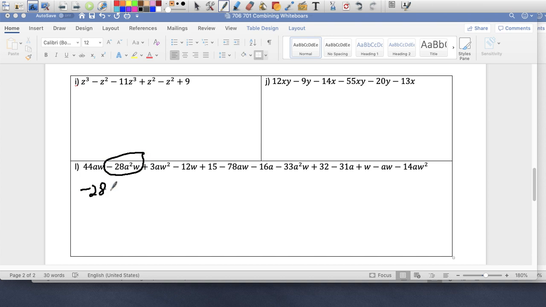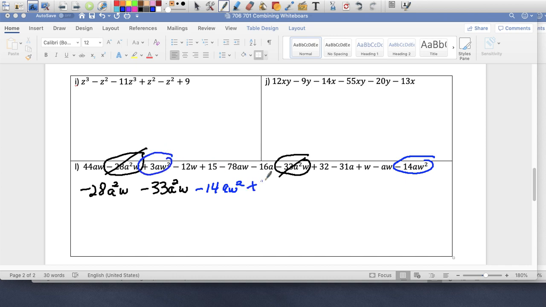AW, so negative 28, A squared W. Is there any other A squared W? A squared W right here. Minus 33, A squared W. This is check, this is check. Let's do blue. With the blue, I'm going to change and do this one. Minus 14AW squared. Is there any other one that's like that? No. Oh, there is, right here. Plus 3AW to the second power. So these two are the same. So this is also gone.